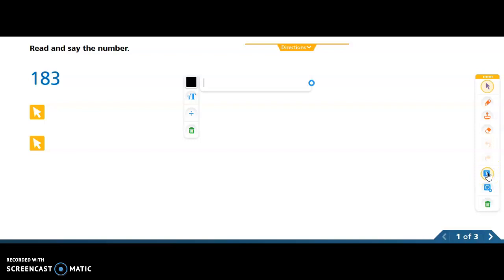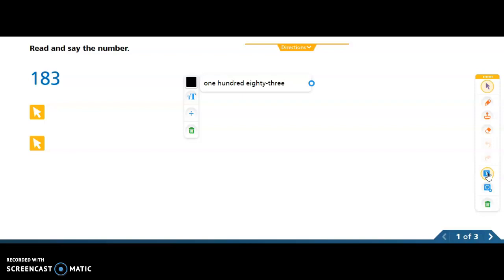Let's take a peek at what maybe you thought of. Is this what you thought of? If so, great. That means this number is now written in word form. When we see the digits 1, 8, and 3, that is written in standard form.